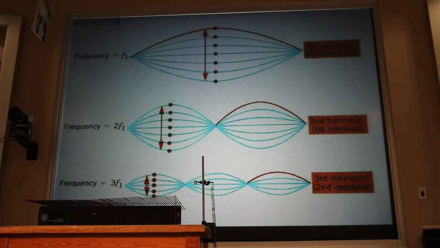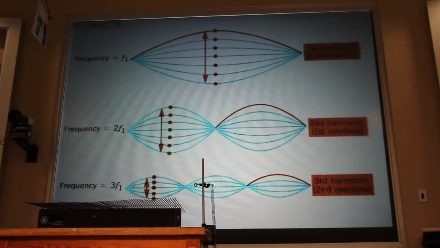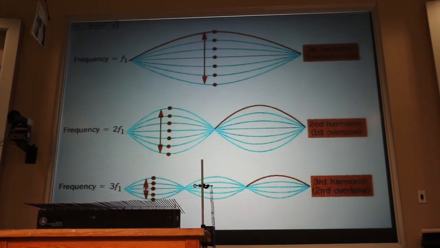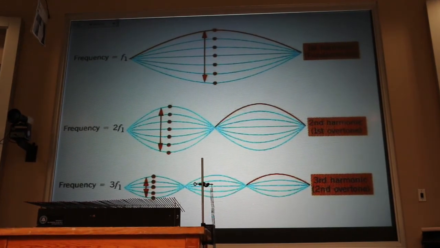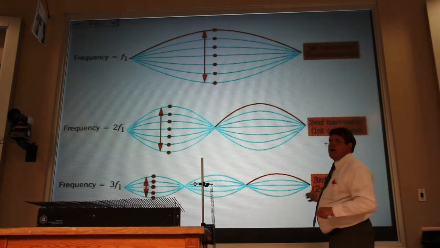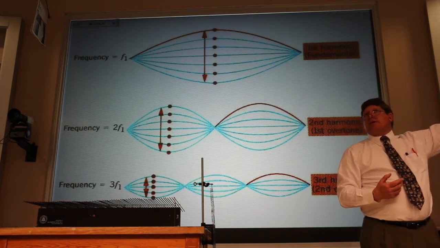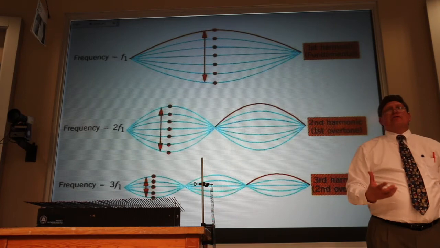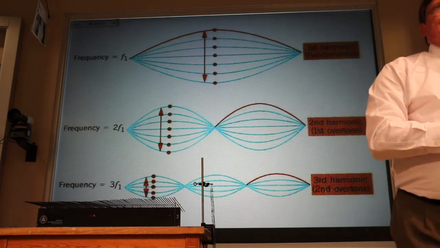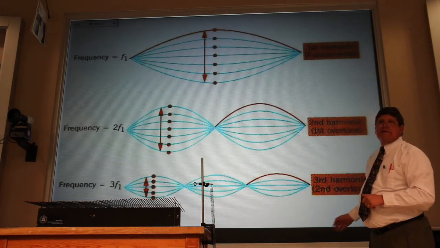Now, folks, I have to pause here just to kind of explain some name calling. These waves are owned by the physics department. But the music department thinks they own them too, because this is music. In the physics department, we call this the first harmonic, the second harmonic, the third harmonic, because we want to use that mathematics. We want the third harmonic to be three times the first harmonic. Over in the music department, they don't care so much about the equations. They just want it to sound pretty. So they call it the fundamental, the first overtone, and the second overtone.